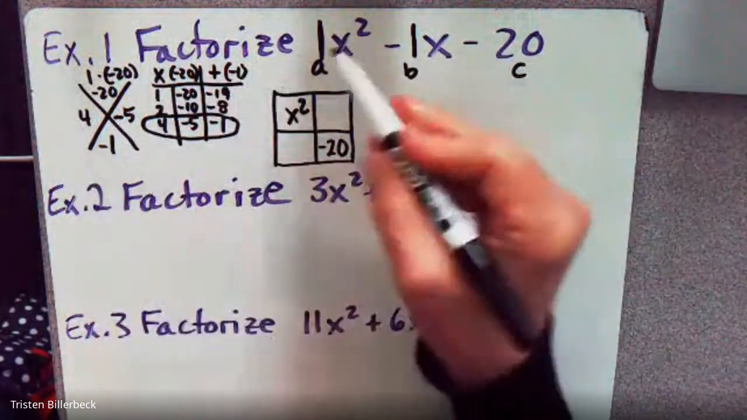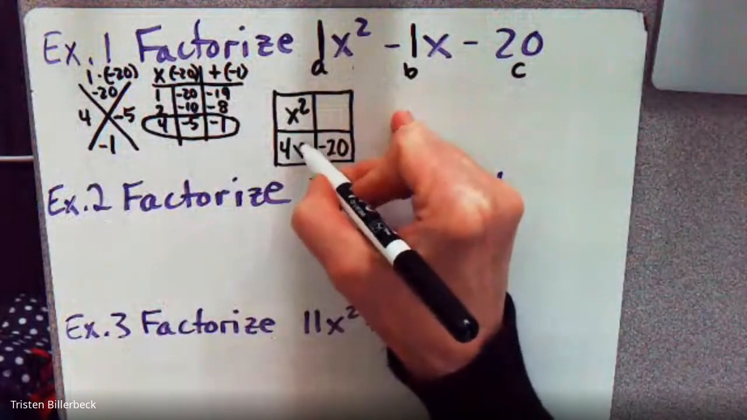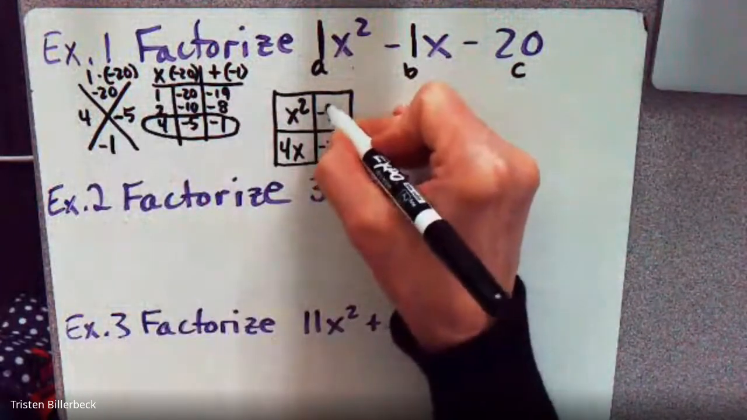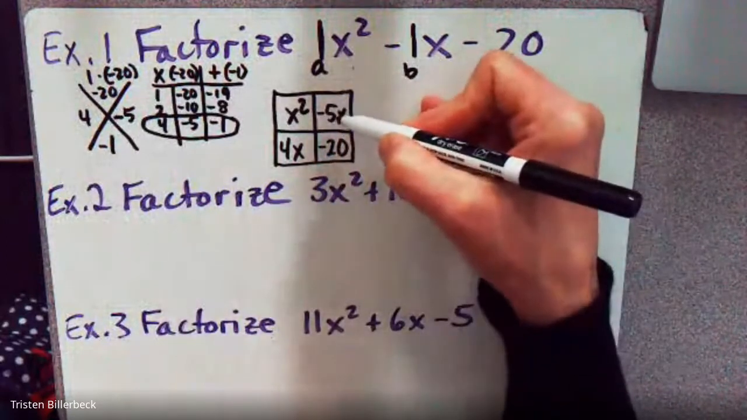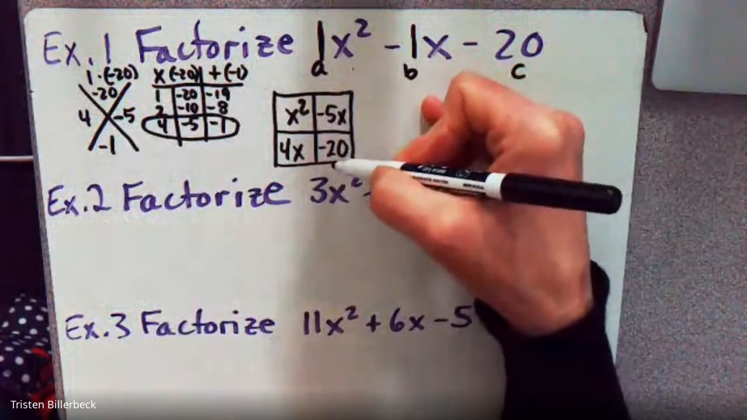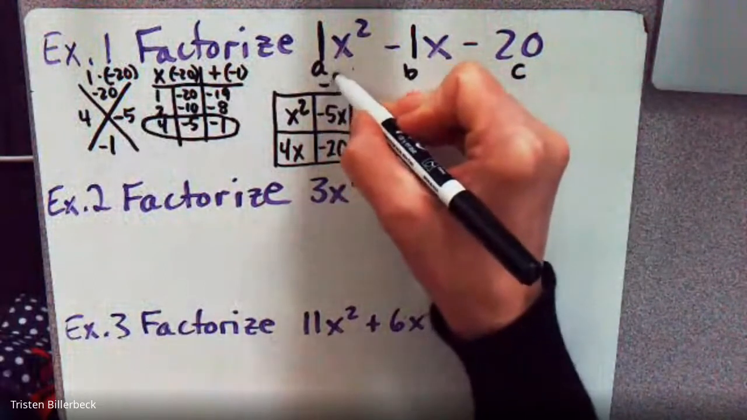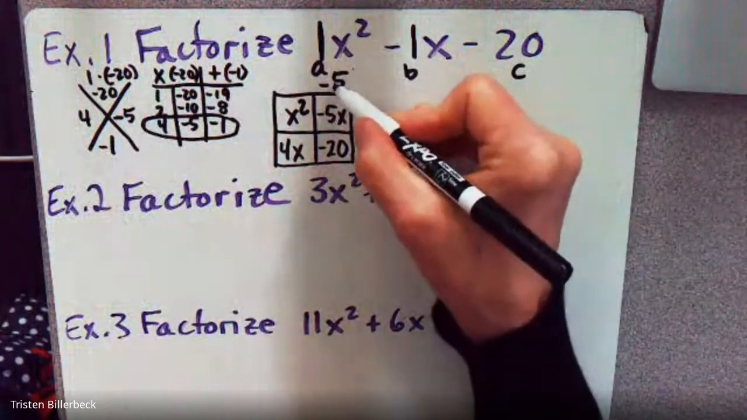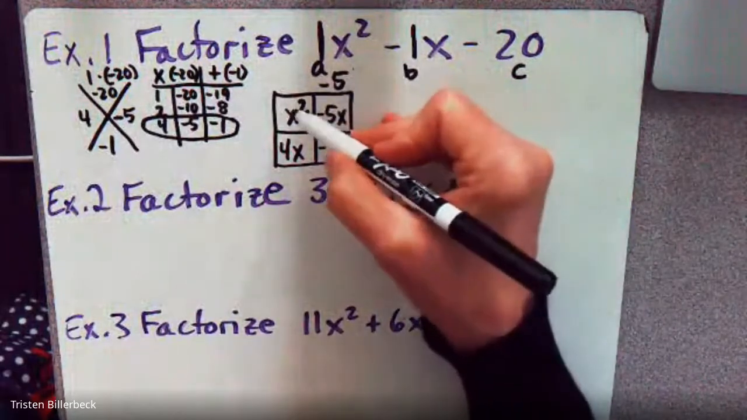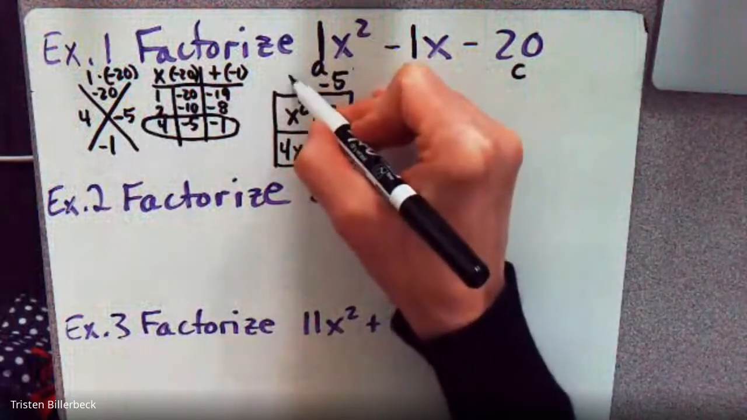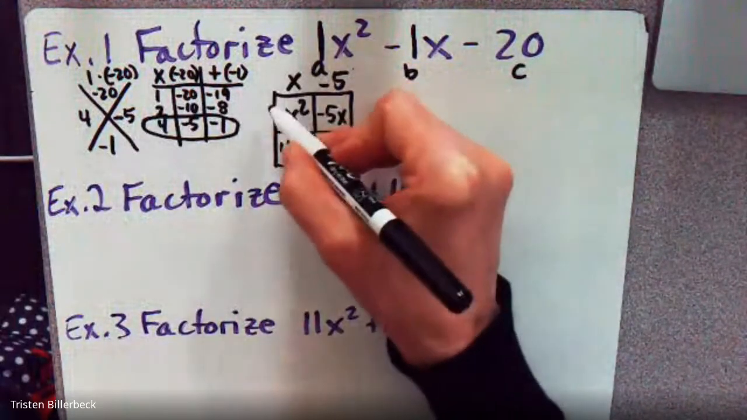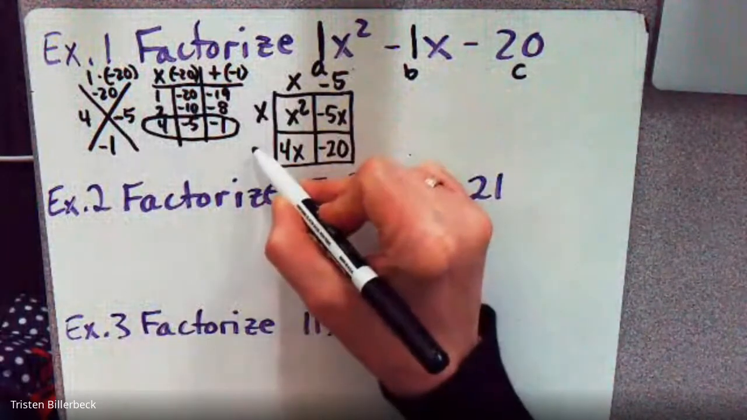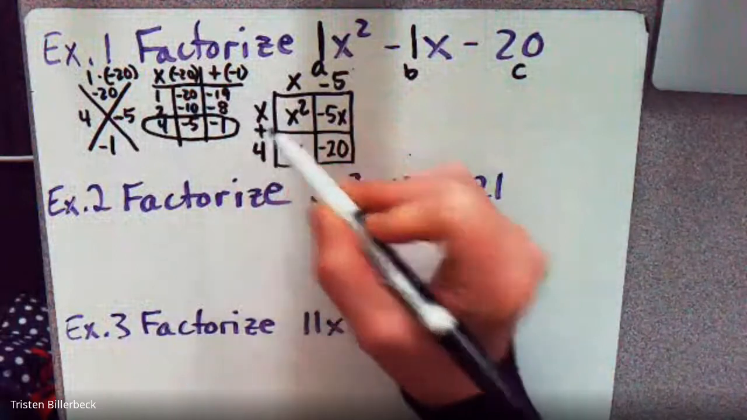Now this is where this 4 comes in. So we have 4x. These diagonals are the x terms, and negative 5x. The greatest common factor between negative 5x and negative 20 is negative 5. They're both negative, so we can carry that negative up to our greatest common factor. Between x squared and 4x, that's x. And x squared and negative 5x, that's x. And 4x and negative 20, that's a positive 4, so we have a plus here.